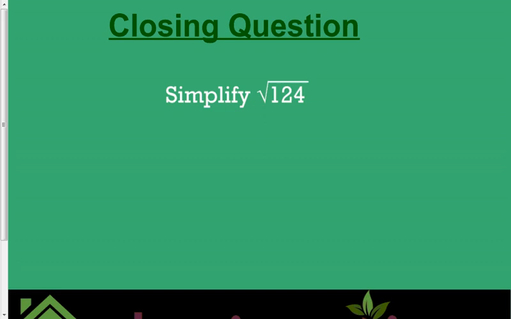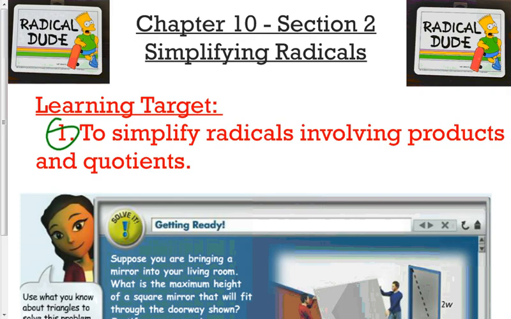So, as a closing question, see if you can remember how to simplify a basic 124 using the prime factorization. But well, that takes us back to our learning target of simplifying radicals that involve products and quotients.